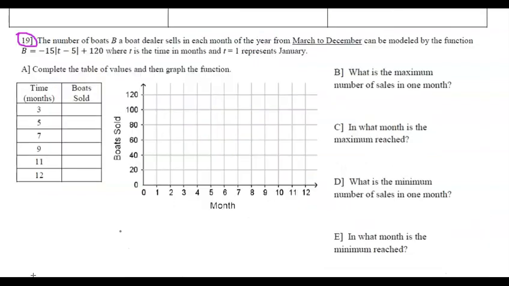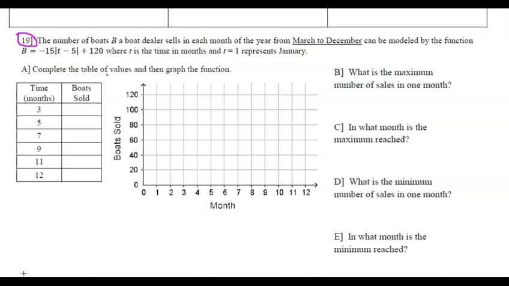Let's look at the last question on this page, number 19. The number of boats a boat dealer sells each month of the year from March to December can be modeled by the function b equals -15 times the absolute value of t minus 5 plus 120, where t is the time in months and t equals 1 represents January.